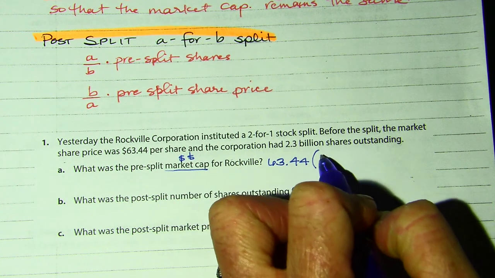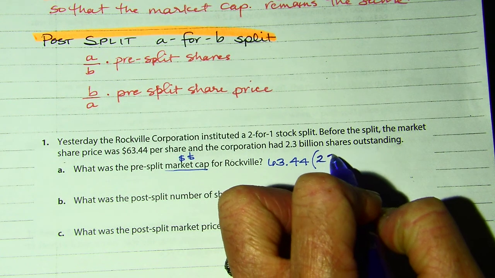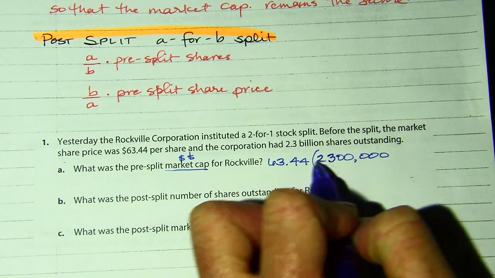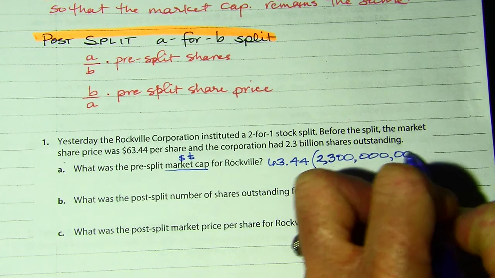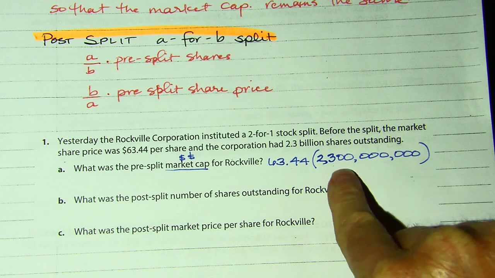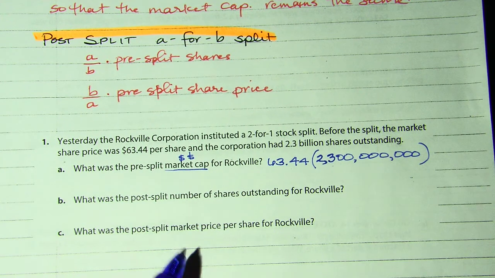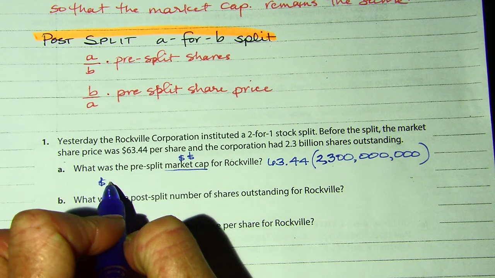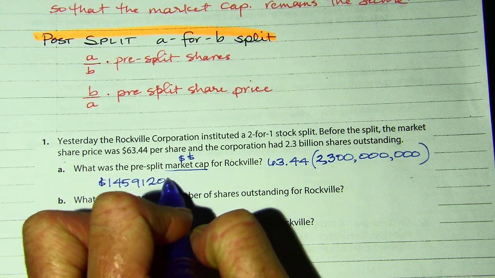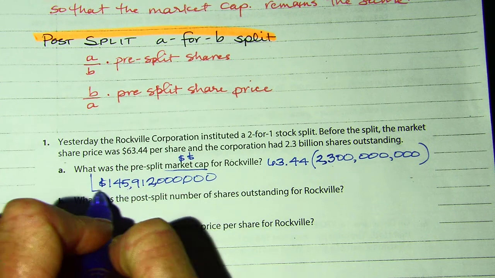So they just told us that each share was $63.44 times 2.3 billion. So 2.3 billion would be 2.3, and then there should be 1, 2, 3, 1, 2, 3, 1, 2, 3. So this is hundreds, thousands, millions. The 2 is your billions. So you would multiply this out, and I get that the total value is $145,912,000,000. So be careful with all those zeros.